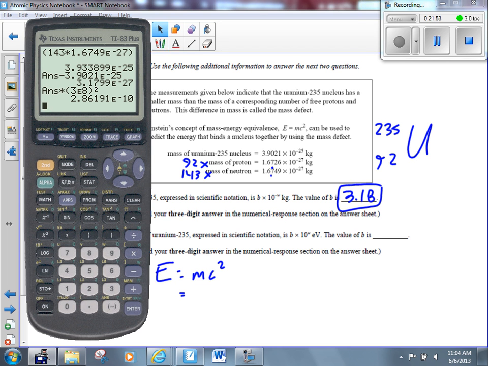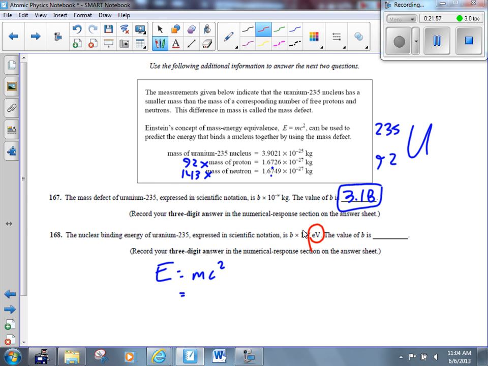I've told you this a million times this year, right? When you see electron volts or non-standard units, circle it. Why did I make that mistake? Because I didn't follow my own advice in circling non-standard units there. So be careful with that. We want to convert that to electron volts.